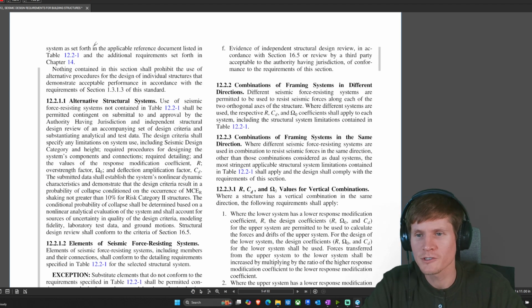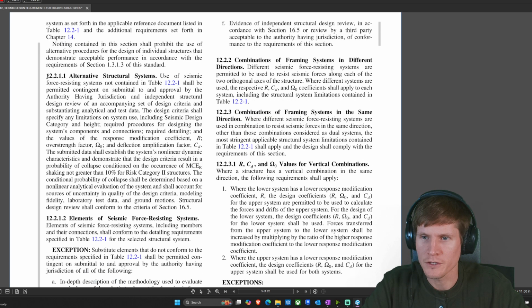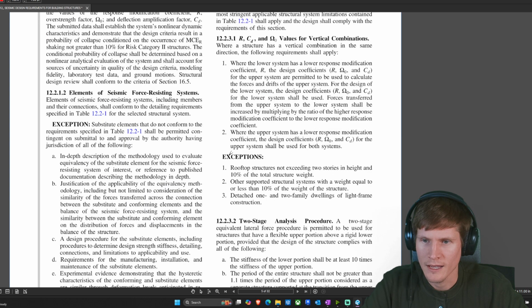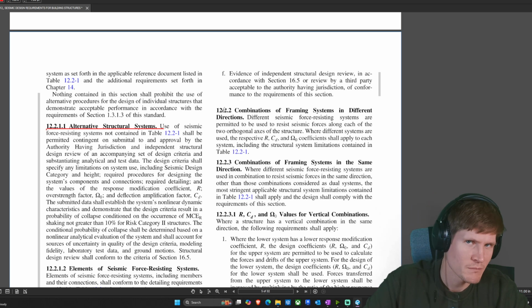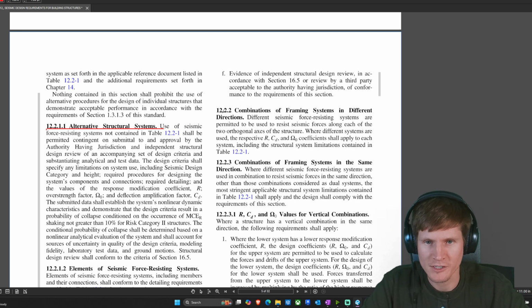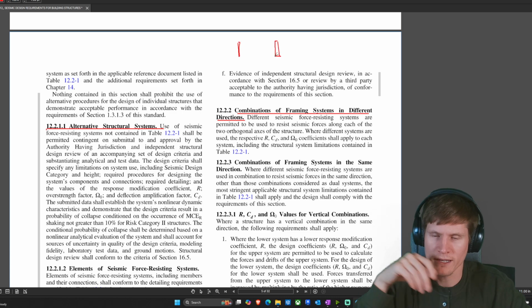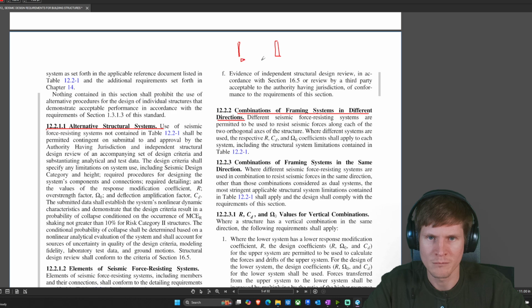Just after those tables, you have a lot of great sections that you should be reviewing for your exam. They give you subsections about alternative structural systems, and then they push forward to talk about mixing and matching of all sorts of vertical lateral systems. So specifically, you see combination of framing systems in different directions. So if you had concrete shear walls that I'm drawing horribly going in that direction, and then you had moment frames just in the, we'll call it page east-west direction, you'd have to look into this subsection.